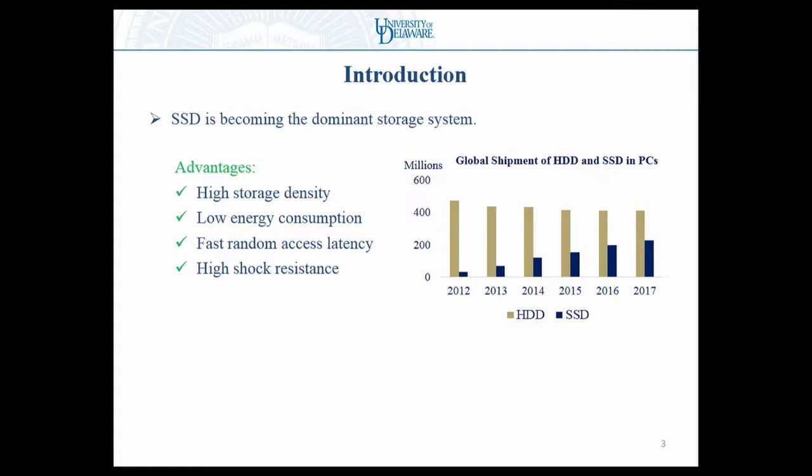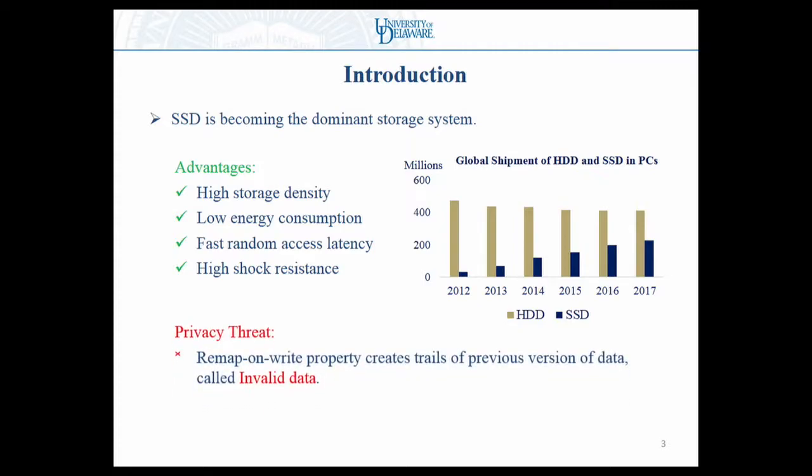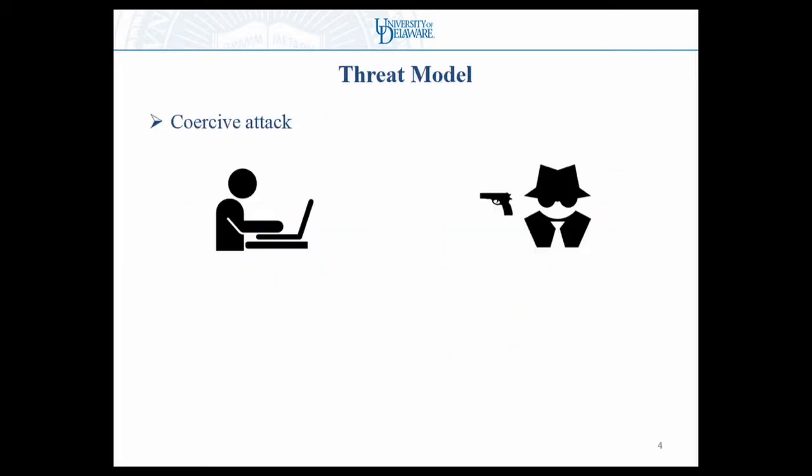But the thing is, SSD has this unique property of remap on write, which can be considered a security or privacy threat. This remap on write property creates a trail of previous versions of data, which we call invalid data. So let's see how this invalid data can be a threat.